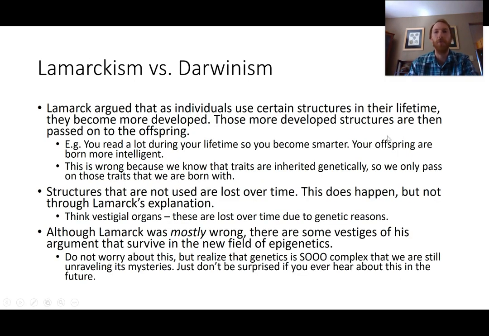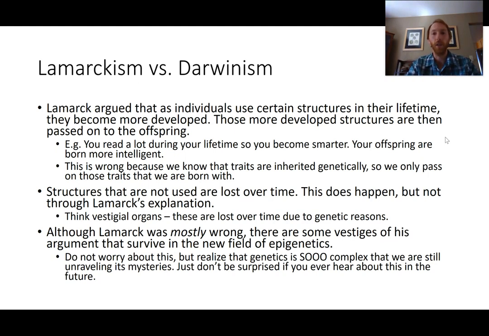So the first thing is Darwin versus Lamarck. Lamarck basically argued that individuals use certain structures within their lifetime, and those structures that they use the most become more developed, and the structures that they don't use will become less developed and will be lost over time. The example I have right here is reading, but say that instead we talk about running. If you train to be a marathon runner, that is something you would do during your lifetime, and you would develop all of the muscles and the endurance and everything else that goes along with that. Lamarck would argue that you would pass on those traits to your offspring.